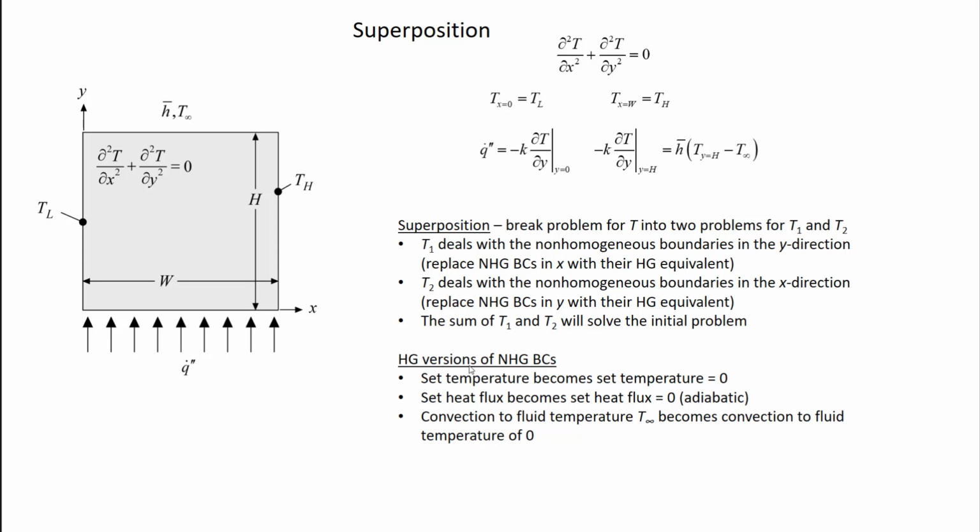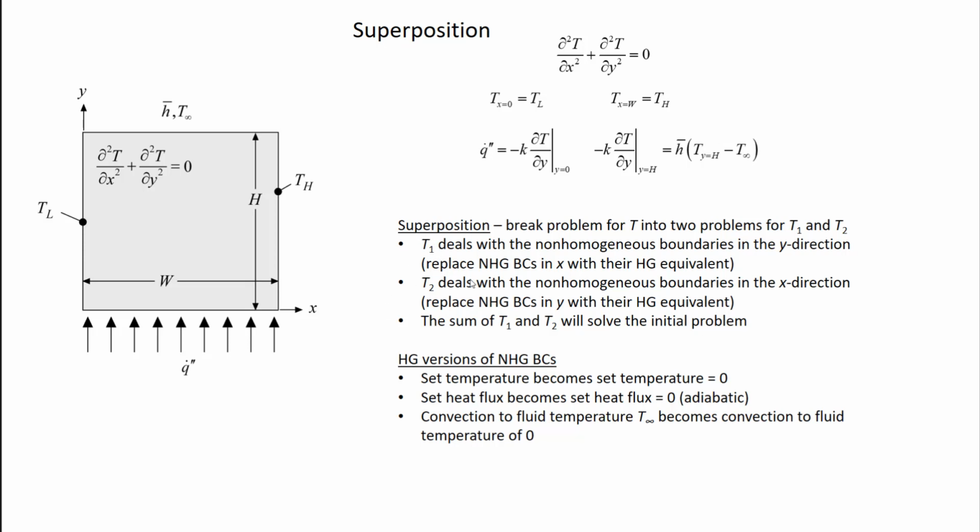If I have a set temperature boundary condition, then the homogeneous equivalent of that is that set temperature is equal to 0. That's pretty obvious. If I have a set heat flux boundary condition like I do here, then the homogeneous boundary condition equivalent to this is the heat flux is equal to 0. So that's an adiabatic boundary. If I have, like I do here, a convection boundary condition, the homogeneous equivalent is still convection, but to a T infinity that's equal to 0, so to a fluid temperature of 0. So those are the replacements that I'll make.